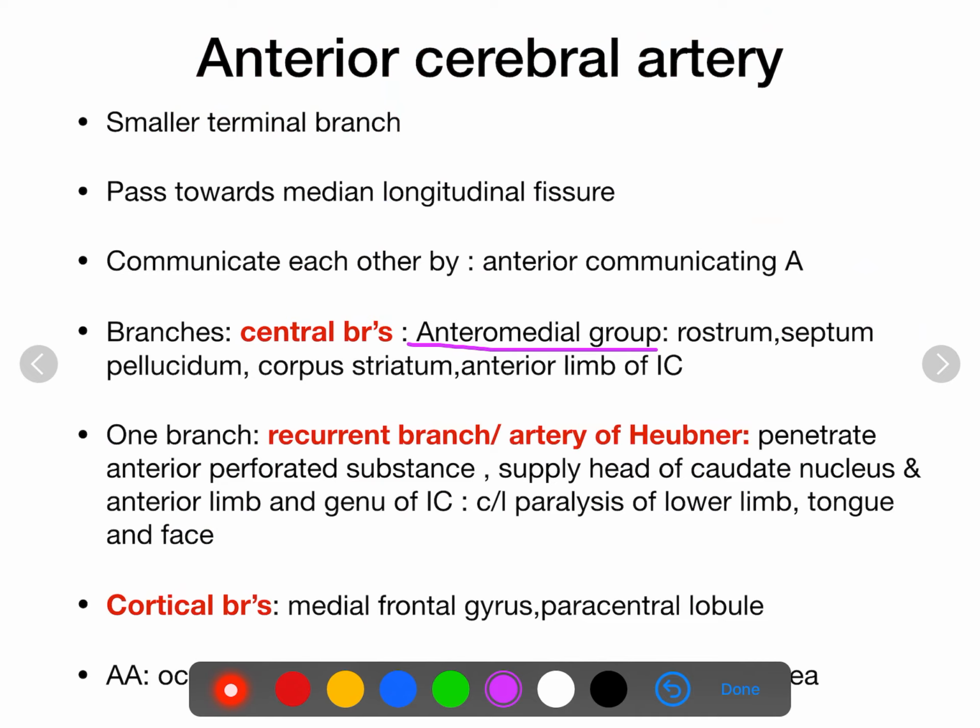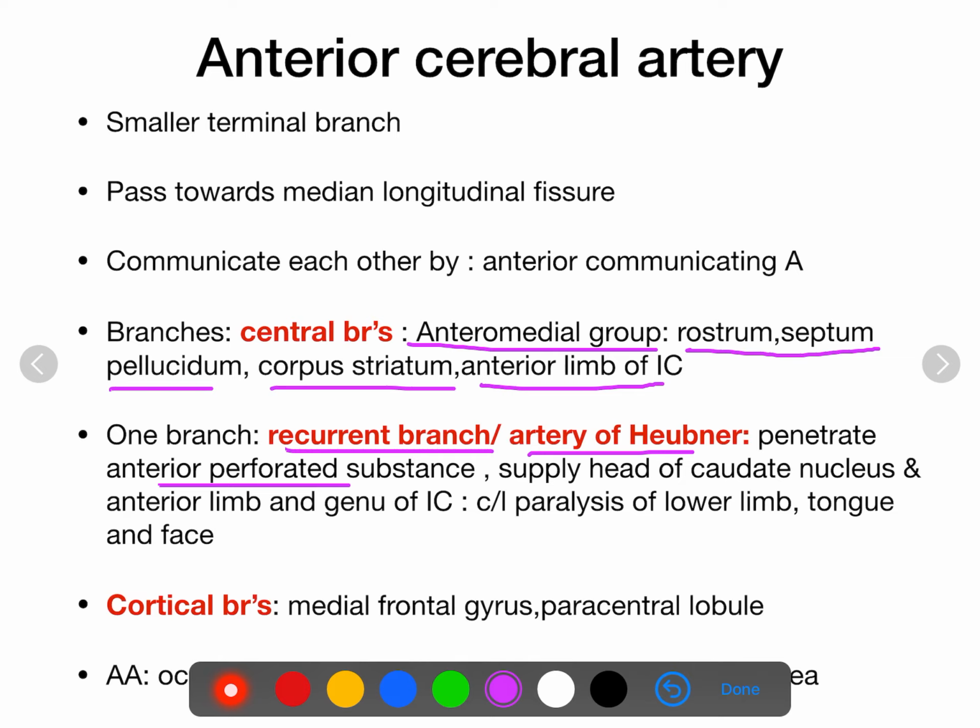This anteromedial group supplies part of the rostrum of the corpus callosum, septum pellucidum, and corpus striatum, that is the putamen and caudate nucleus, and the anterior limb of the internal capsule. One of the branches is called the recurrent branch, or artery of Heubner. It penetrates the anterior perforated substance; it comes back, returns, and that is why it is called the recurrent branch.